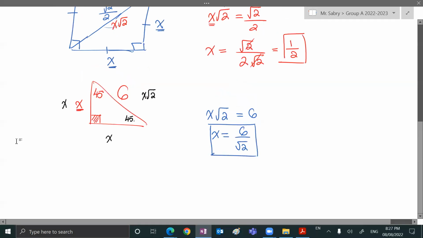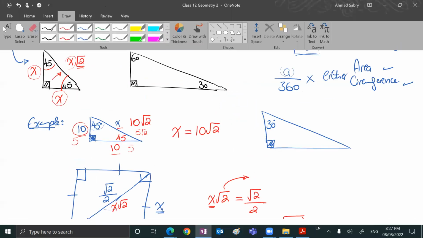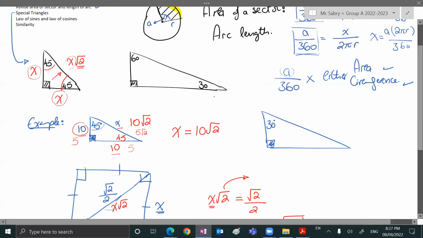Yes. Now, on the other hand, the other triangle, the 30-60 triangle, has a different formula. If the side opposite to the 30 degrees is x, then the hypotenuse should become 2x. In this case, the side in front of the 60 will become x root 3. This has to be memorized.